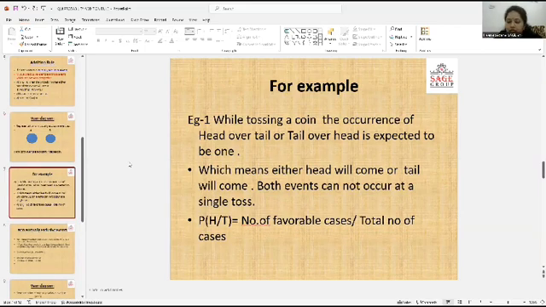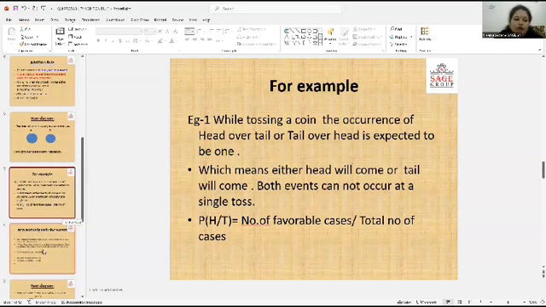ठीक है, दो इवेंट एक साथ नहीं ऑक्कर हो सकते, या फिर हमको हेड मिलेगा या फिर टेल मिलेगा. That means कौन सा रूल लगेगा हमारे पास? एडिशन रूल लगेगा, which is mutually exclusive events. Which means either head will come or tail will come. Both events cannot occur in a single toss, right? By using the formula of probability, that is number of favorable cases upon total number of cases. If we want head, that is 1, right? और total faces कितने हैं? 2. Coin के 2 faces होते हैं, so that is equal to 1/2. Okay.